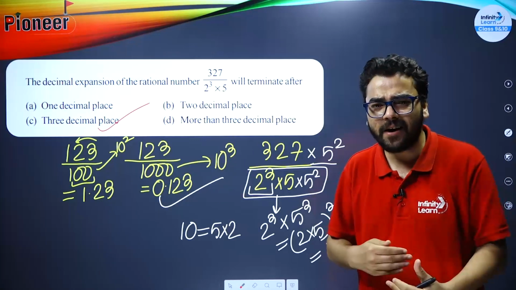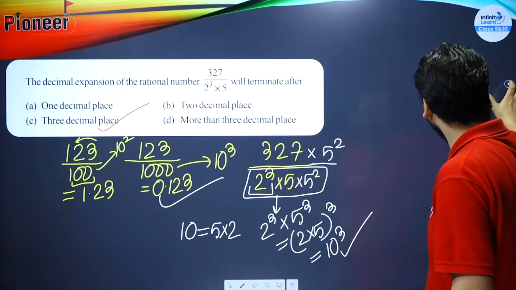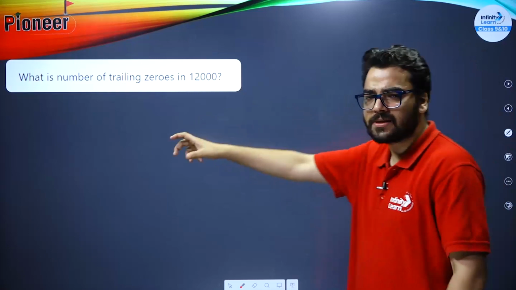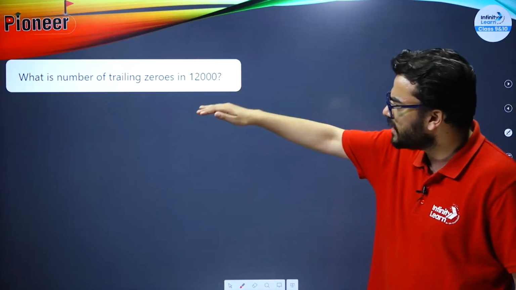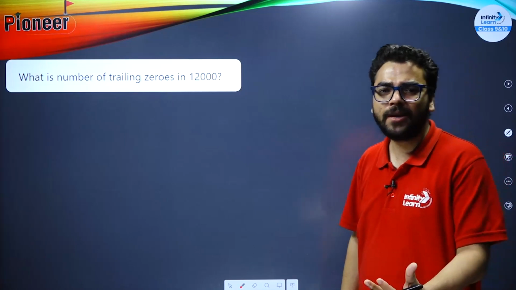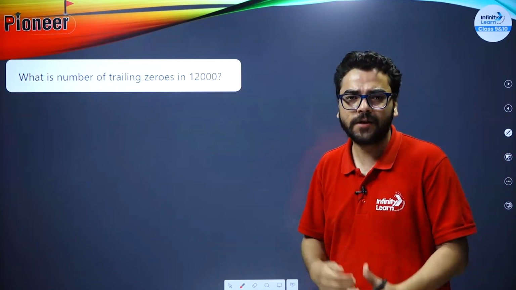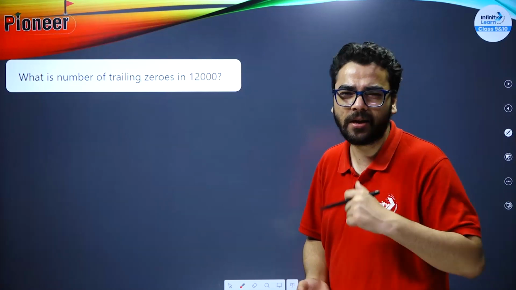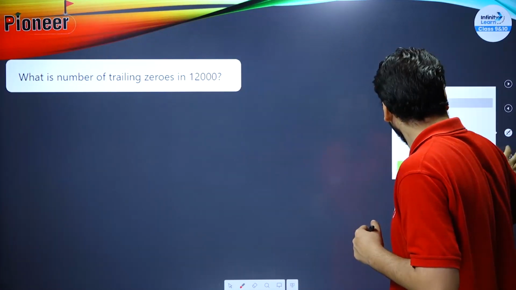Now you get a similar type of question over here. You see, the same concept is used over here. What is the number of trailing zeros in this question? Now what is the meaning of trailing zeros? First you understand that concept. It's a very simple thing. You have studied it since childhood.